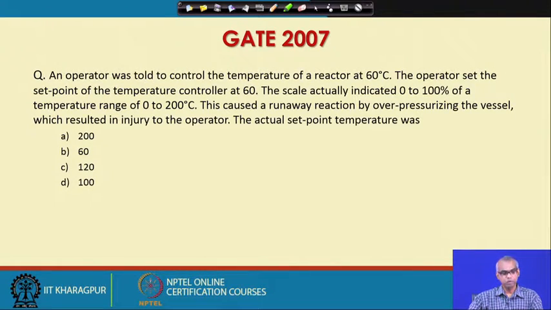Let us read the question carefully. An operator was told to control the temperature of a reactor at 60 degrees Celsius. The operator set the set point of the temperature controller at 60. The scale actually indicated 0 to 100% of a temperature range of 0 to 200 degrees Celsius. Note this. The scale actually indicated 0 to 100% of a temperature range of 0 to 200 degrees Celsius, not 0 to 100 degrees Celsius. This caused a runaway reaction by overpressurizing the vessel, which resulted in injury to the operator.